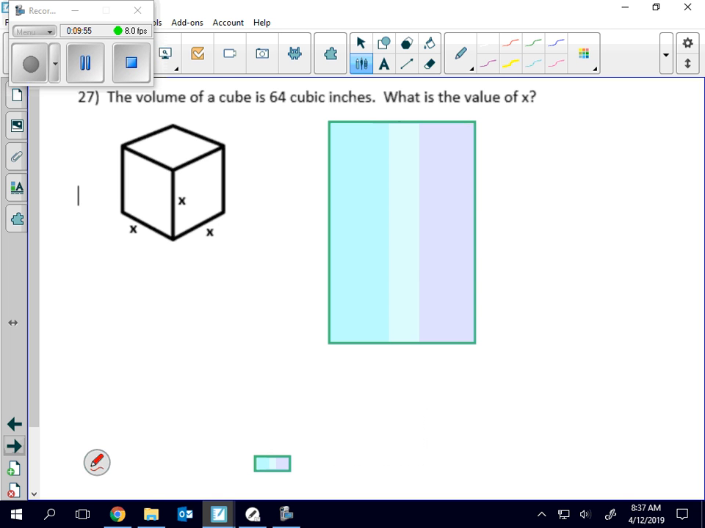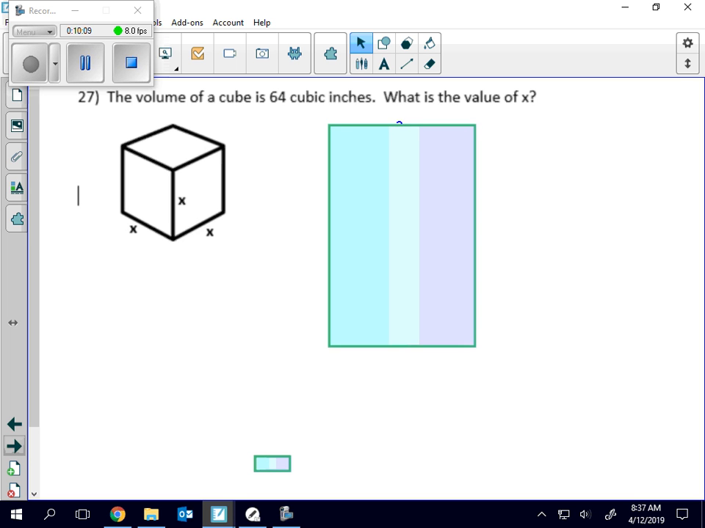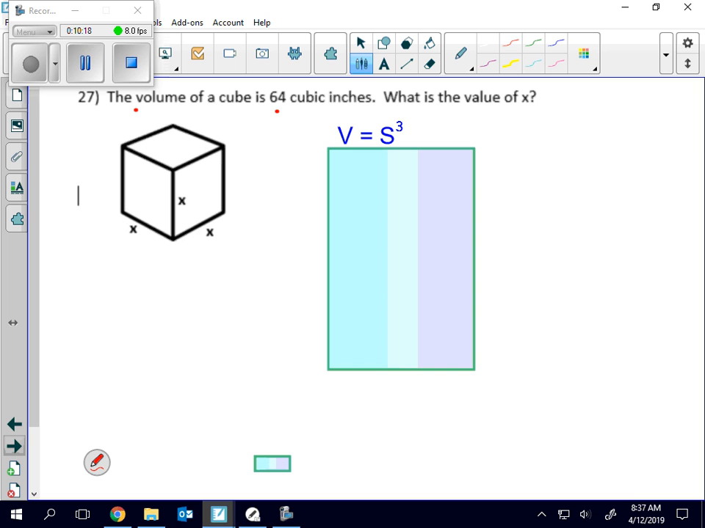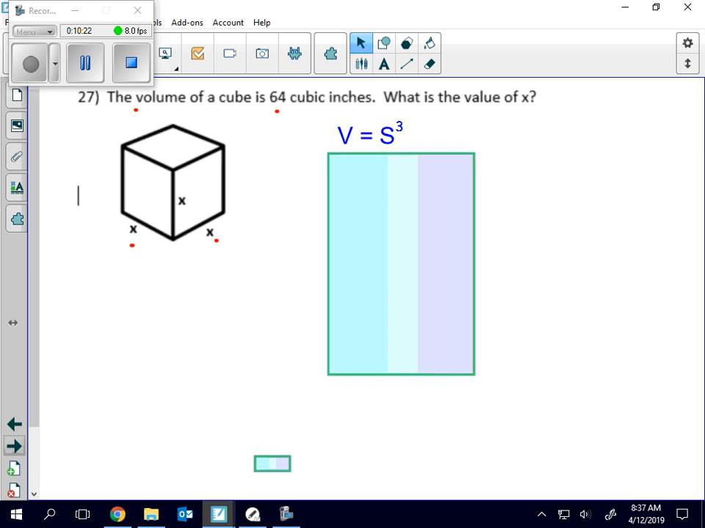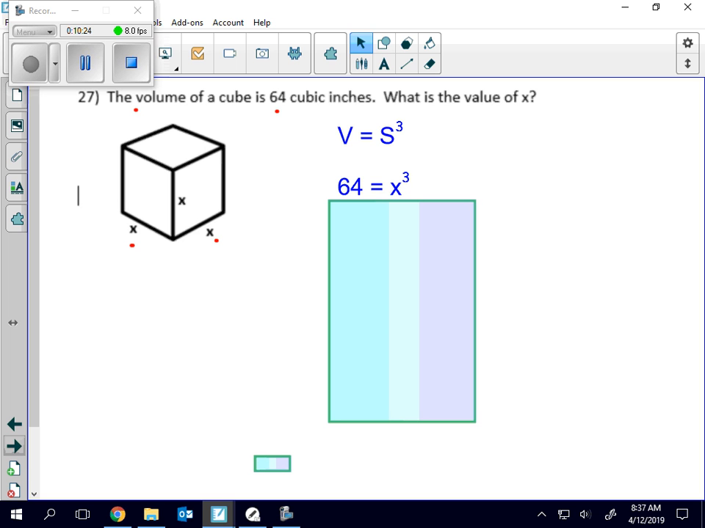All right, number 27. The volume of a cube is 64 cubic inches. What's the value of x? Well, remember, it's a cube, so I don't have to use length times width times height for the volume. I've got another formula. Volume equals side raised to the third power, side cubed. So let's plug in what we know. They told us the volume is 64, and it looks like our side lengths are x. So volume equals x cubed.